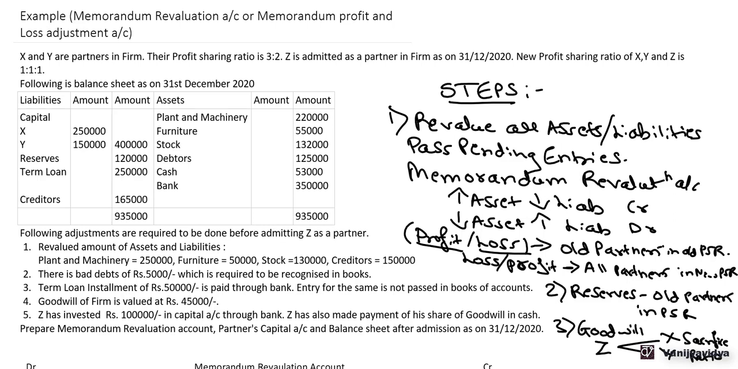First adjustments, revalued amount of assets and liabilities. Plant and machinery 2,50,000. Now plant and machinery was 2,20,000. Now plant and machinery has become 2,50,000. So there is an increase in the value of the asset. So what would have been a normal entry? It would have been asset account debit to revaluation account.